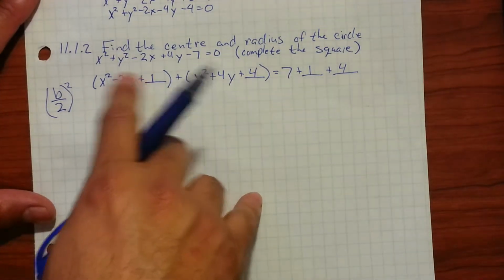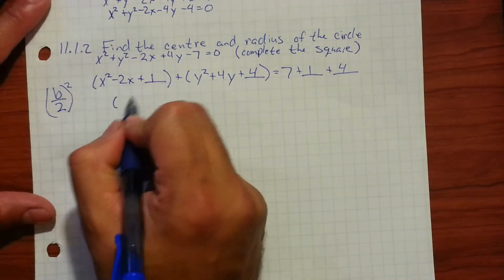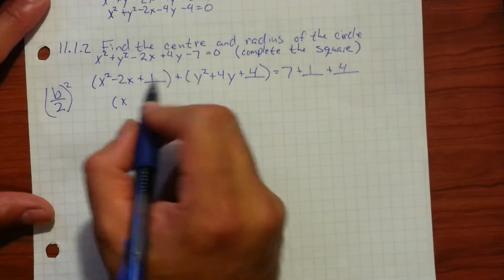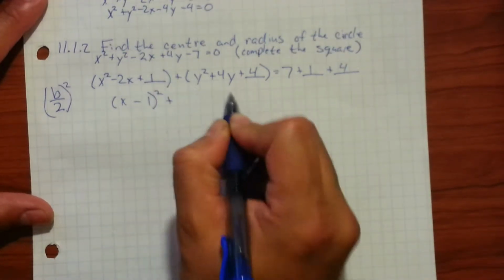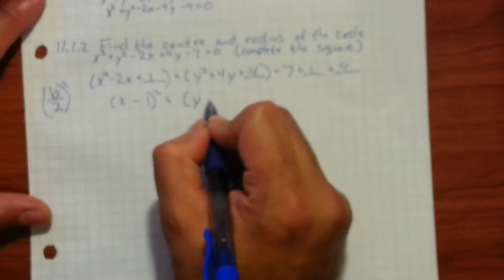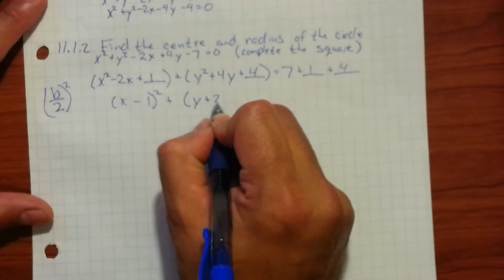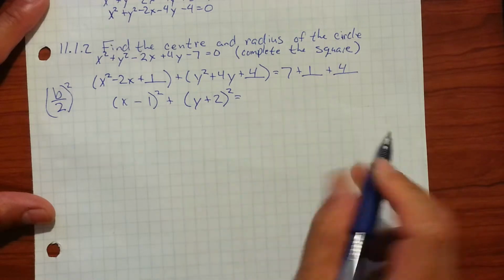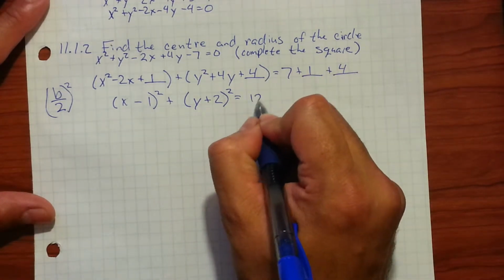Now, this one is just going to be x. Now, divide this by 2. So this one is going to be (x minus 1) squared, plus, right here we have y, and for this one it's going to be this divided by 2, so it's going to be plus 2, and that's going to be squared, equals, that's going to give me 8, 12.